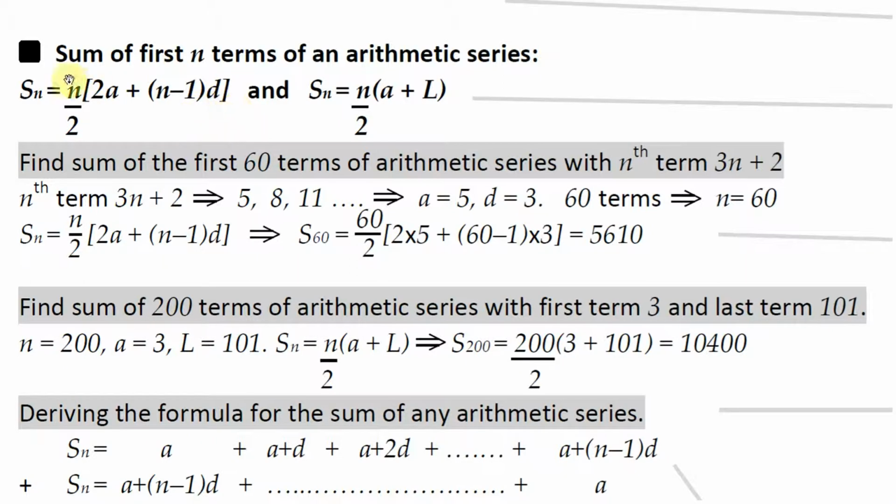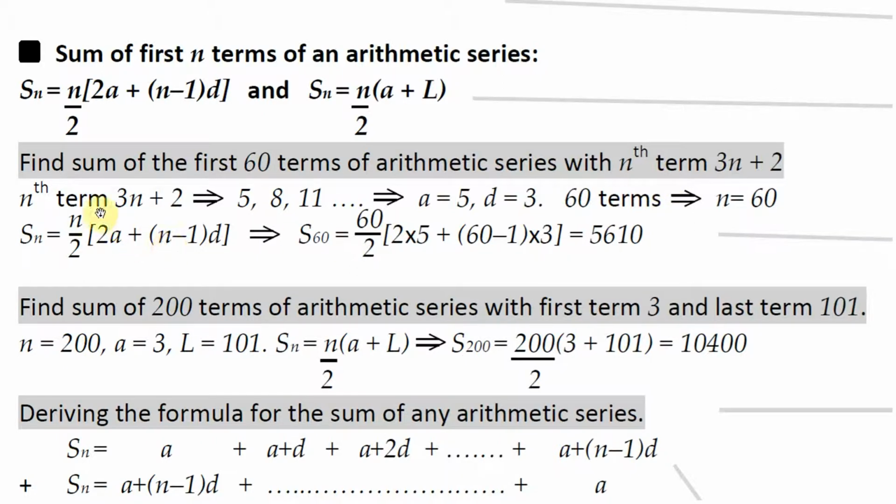So now we've basically introduced the bits and pieces of the formula. Let's do a quick example using this formula. Find the sum of the first 60 terms, or the first 60 numbers, of an arithmetic series, a number pattern, with nth term 3n plus 2. This nth term basically tells you how the pattern goes.